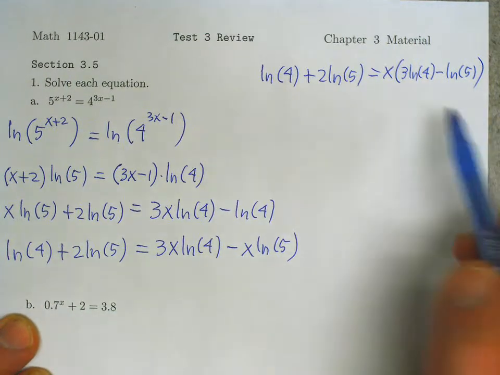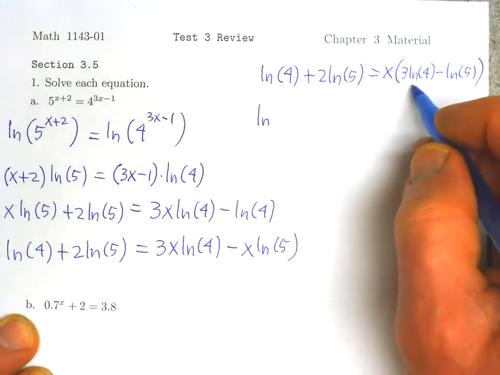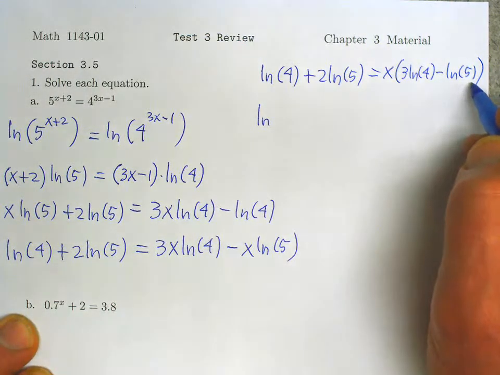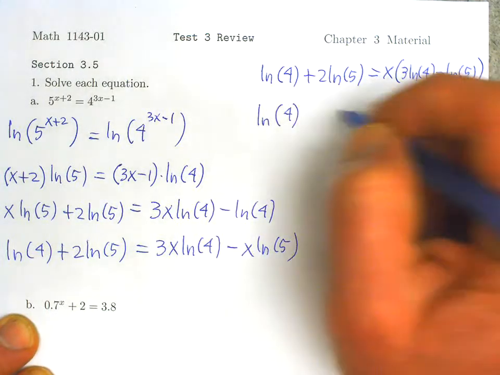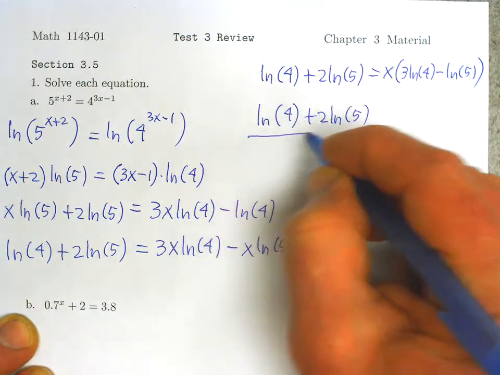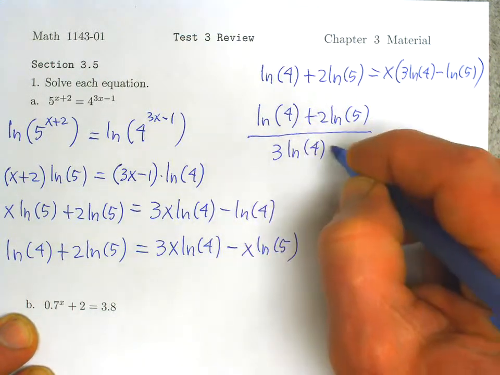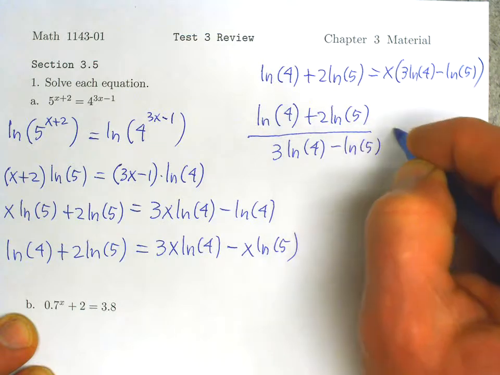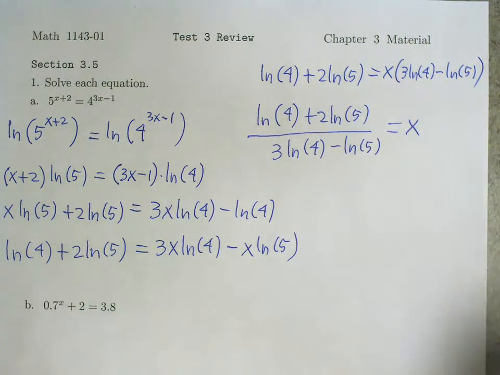Okay, and now we're just one step away. So divide both sides by 3 times the natural log of 4 minus the natural log of 5. So the solution for x is the natural log of 4 plus 2 times the natural log of 5, all divided by 3 times the natural log of 4 minus the natural log of 5. That's equal to x. Okay, we'll go ahead and solve the next equation.